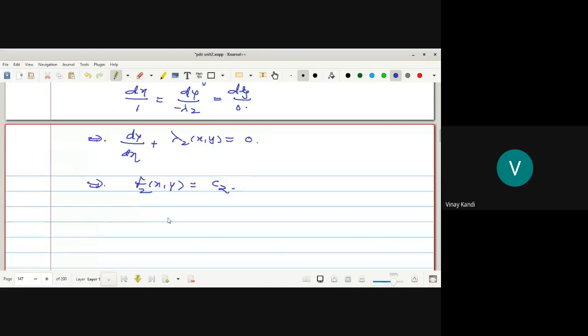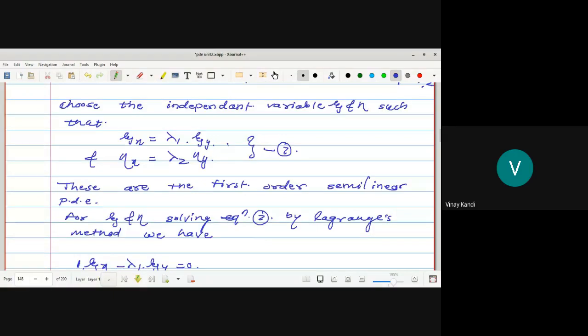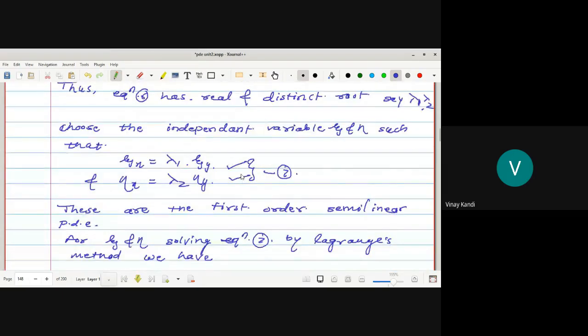Now select that xi is equal to f1 of xy, and eta is the function f2 of xy. If you assume xi as the function f1 and eta as the function f2, then these conditions will hold, this one. From this we obtained xi and eta. So if we consider xi and eta as f1 and f2, then it satisfies equation number 7.